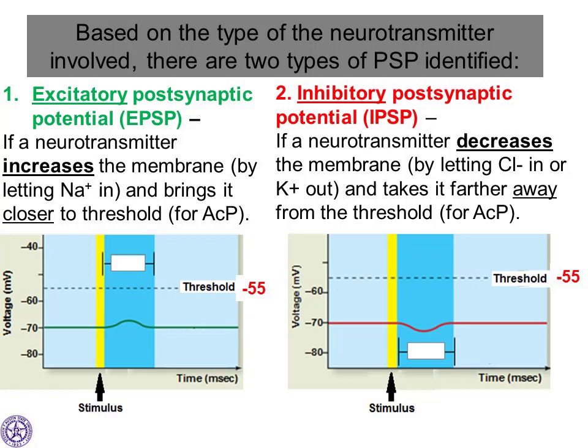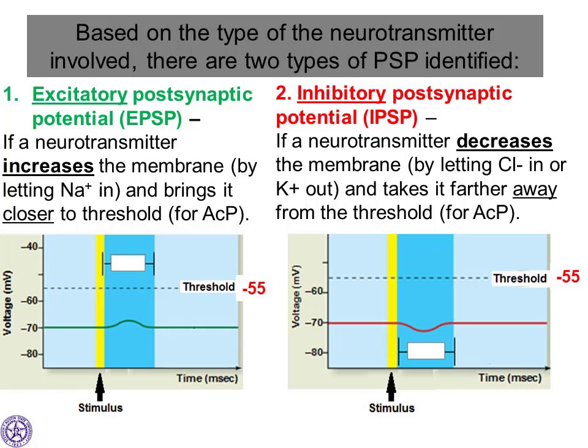Now, conversely, if we make the membrane more negative, we go from minus 70 down to maybe minus 75. Do you see how we're further away from minus 55? It's going to take a stronger stimulus, a stronger increase to get us to that threshold. And so this is referred to as an inhibitory postsynaptic potential. Now again, to make the membrane more negative, we can let more potassium out or we can let more negative chloride in. Either way, we're making the inside more negative. That is an IPSP. Do we see the differences?